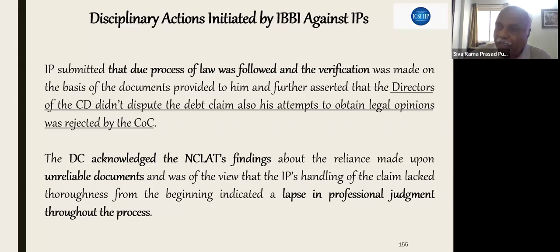Suppose, for example, one claim is admitted as 20 crores instead of 2 crores, and the particular claimant belongs to a related party of the corporate debtor. Definitely, he won't raise that query. And the CD did not dispute the debt claim. Also, his attempt to obtain legal opinions was rejected by the COC.